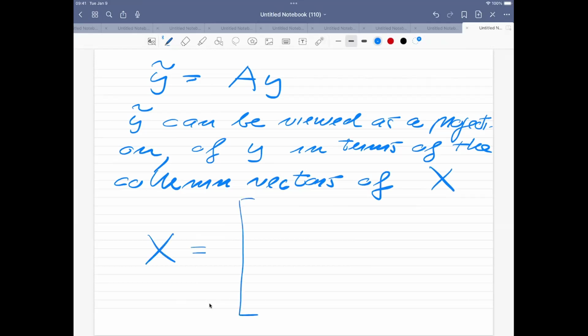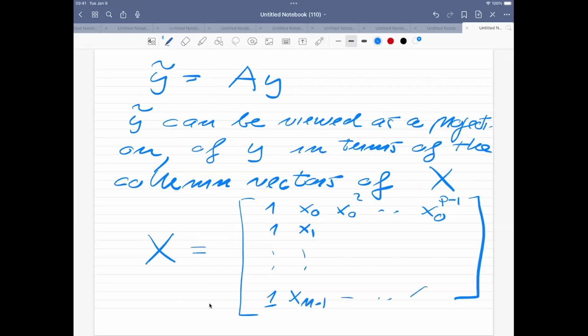And just a quick reminder of what we did is that this matrix X with a polynomial approximation was now given by these ones, which we had here, which defines the intercept. And then we had x0 to the power of 1, x0 to the power of 2, x0 to the power of p minus 1. Then we had x1, etc., down to xn minus 1. And this goes all the way up to xn minus 1 to the power of p minus 1. So this is this specific model we have made.